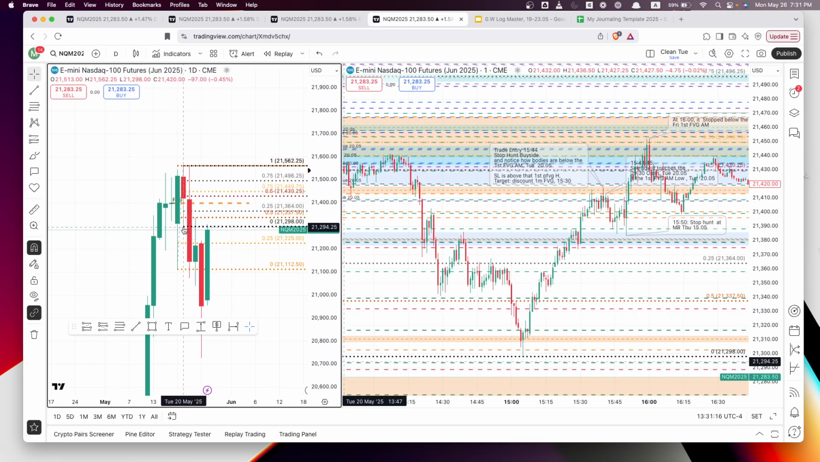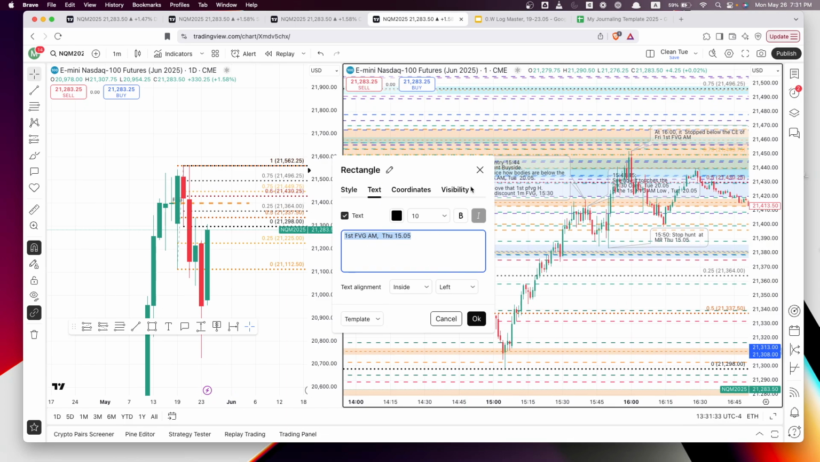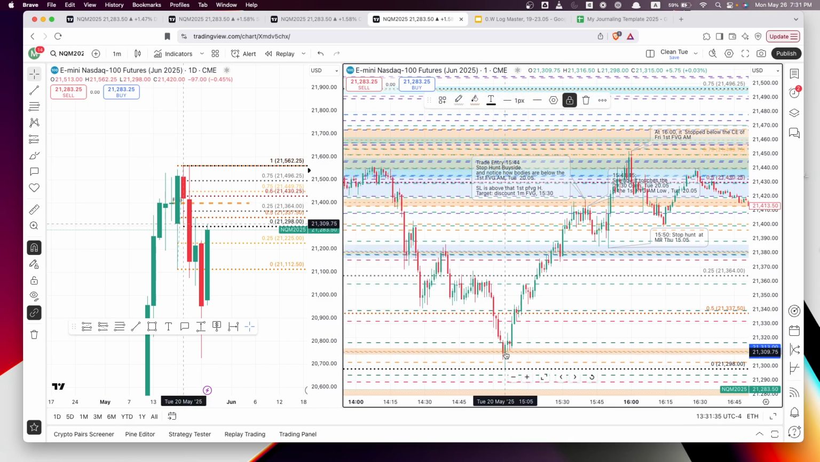So I see here. Actually, I think this is something else. But basically this was the trade over here that I wanted to show. Yeah, so this was the first fair value gap of previous Thursday, but time is not 3:30 yet.